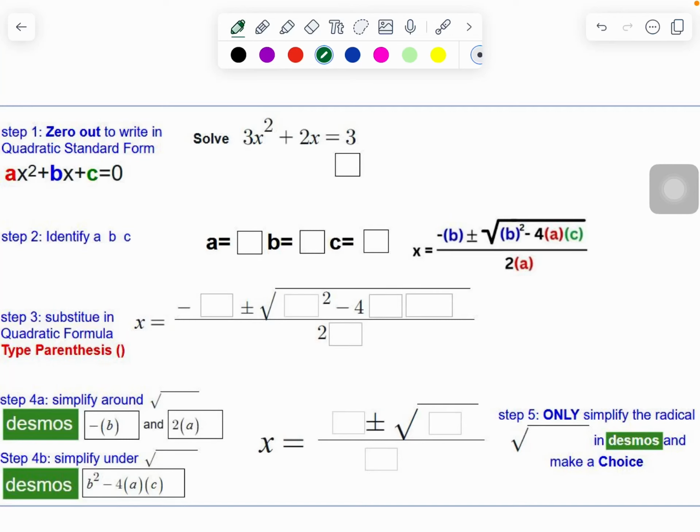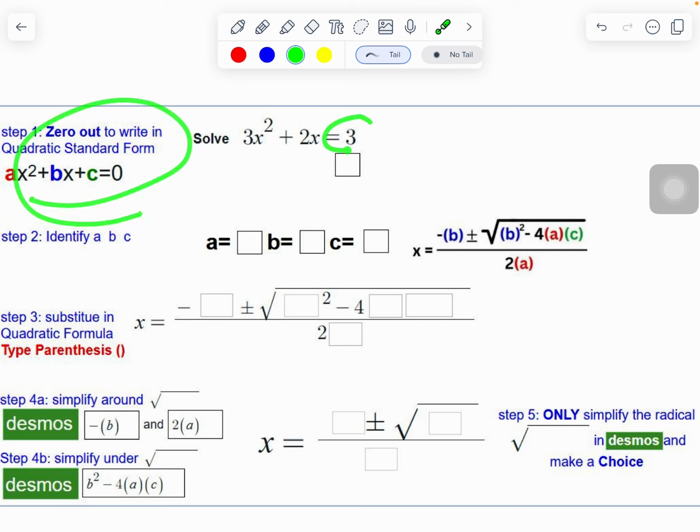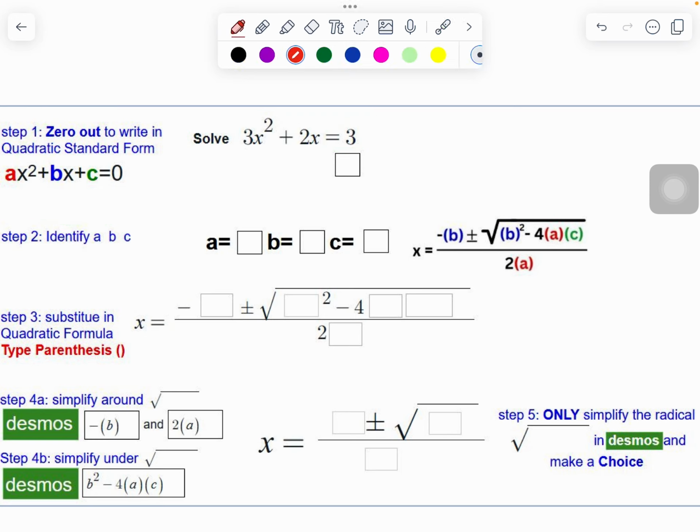To solve using the quadratic formula, we're going to have to do the entire process. So this is going to be a little new. We're going to start with just plugging it in. Our step one is always to make sure it equals 0, and here this one equals 3. So we need to get rid of the 3 and move it to the other side. To 0 out that 3, we're going to do minus 3. And anything you do on one side, you end up doing on the other.